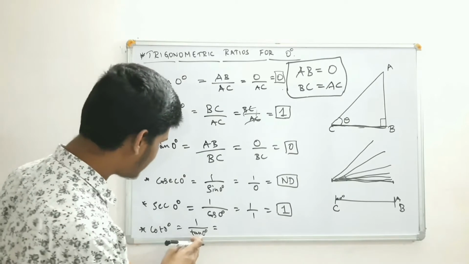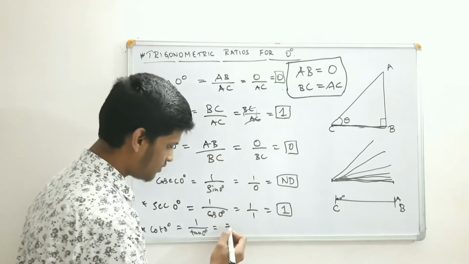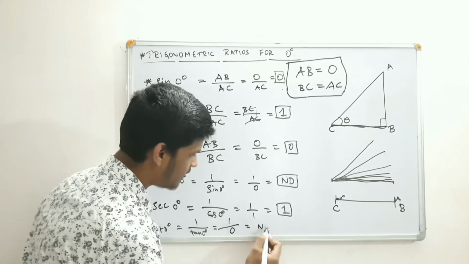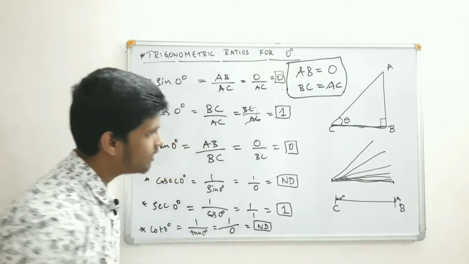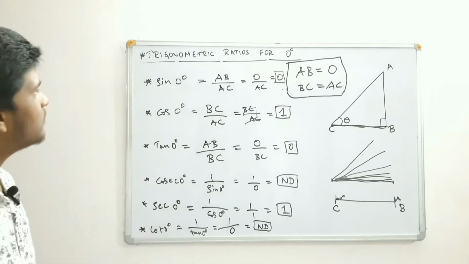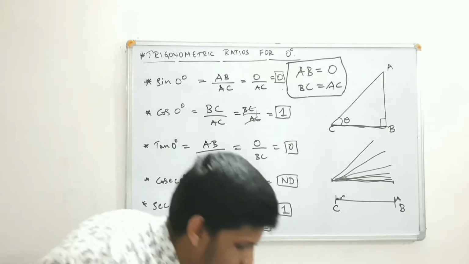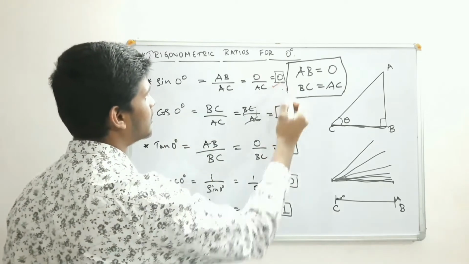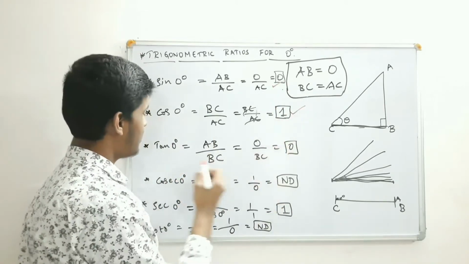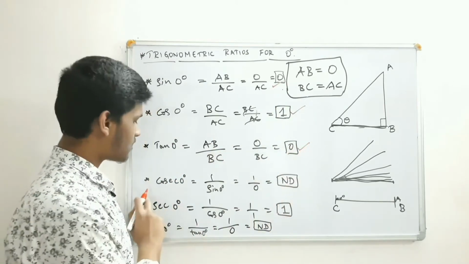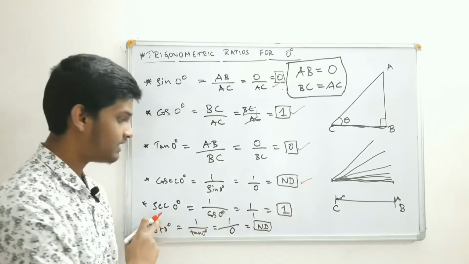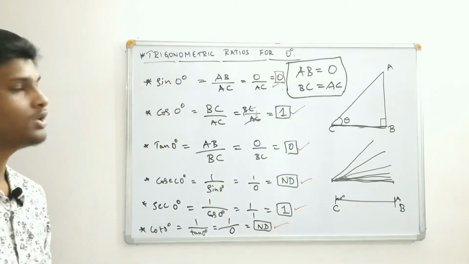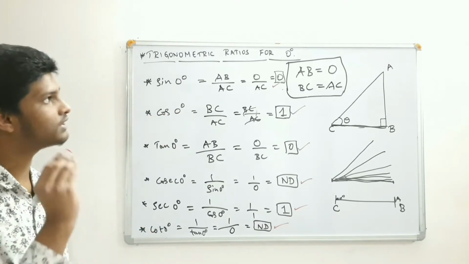And now here let's take tan 0 degree. Tan 0 degree is 0, so it becomes 1 by 0. It is again not defined. So this is about 0 degree. For sine 0 degree we got 0, cos 0 degree we got 1, for tan 0 degree we got again 0, for cosecant 0 degree we got not defined, for secant 0 degree we got 1, and for cot 0 degree we got not defined. So these are the trigonometric ratios for 0 degree.